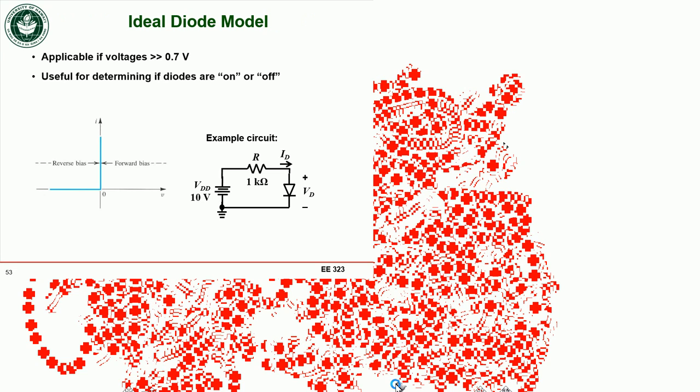Okay, so for the ideal diode model, this is a very good approximation if the voltages that you're talking about across the diode are much greater than 0.7 volts, because that means the diode is fully conducting, so you can have a large amount of current through it, and that's what the ideal diode model is telling you. It's also useful if you just want to figure out, is that diode on or is it off? Meaning, is it forward biased or is it reverse biased? Okay, so if we look at our example circuit here, and we do the ideal diode model, what's the voltage across this diode going to be?